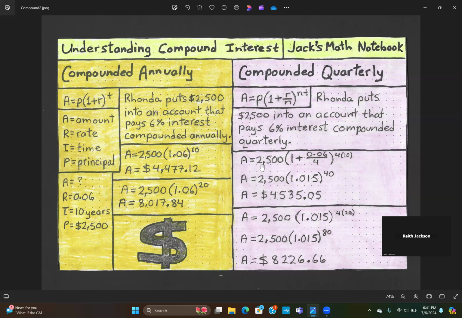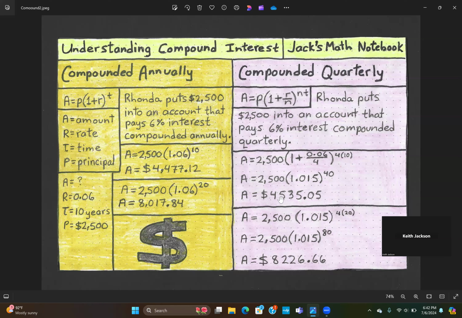Our amount is going to equal 2,500 times the quantity of 1 plus 0.06 divided by 4. Then we use that 4 and put it up in the exponent, multiplied with the time, so that's going to be 40. When we do this division and add it to the 1, we have $2,500 times 1.015 raised to the 40th power. Our new amount is going to be $4,535.05.